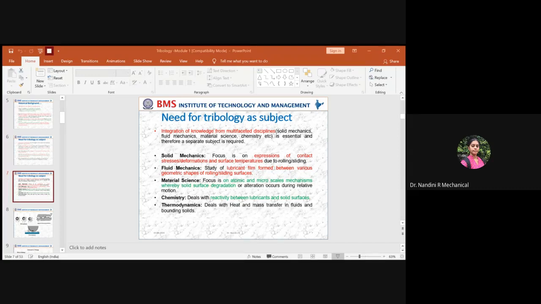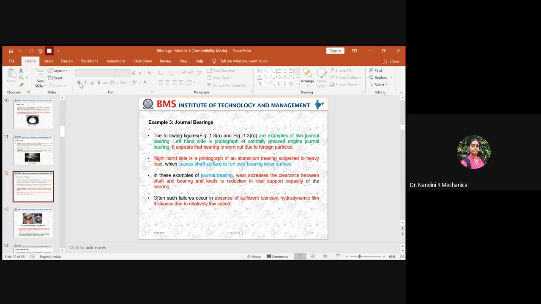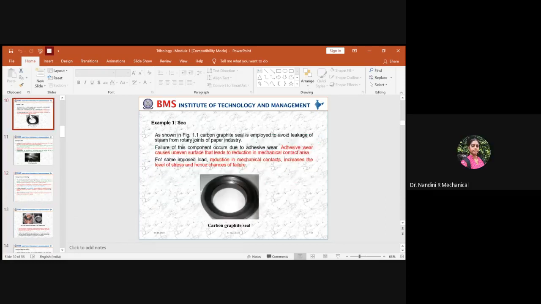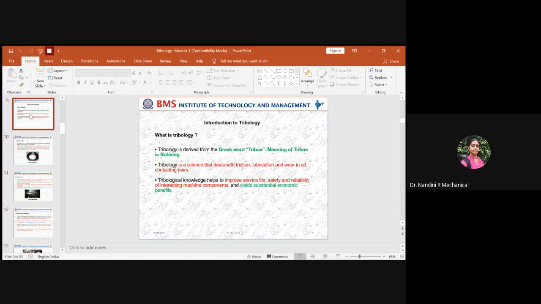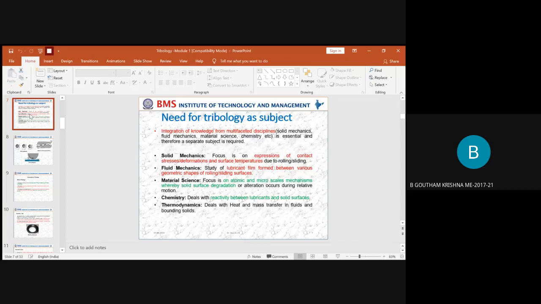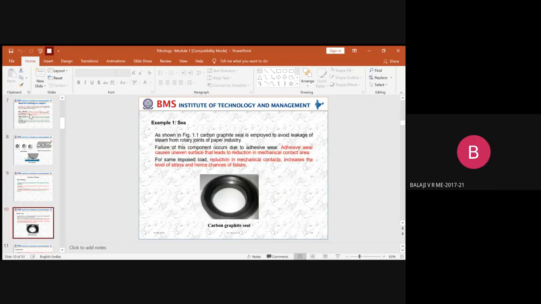Ma'am, what slide are you on? I am on the journal bearing slide. We can only see 'need for tribology as a subject'. It's not showing. Let me change it. When I put it into slide mode, I think it was not visible for you. You would have told me before. Now we can see. After 'need', it didn't change, ma'am.